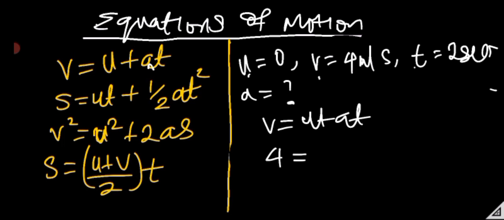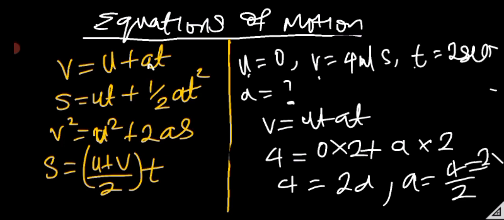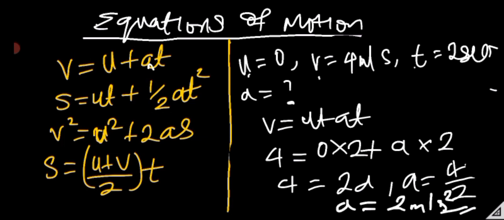So our V is 4. That is 4 is equal to U, which is 0, times T, which is 2, plus A, the unknown, times T, which is 2. So 0 times 2 is 0, so there's nothing there. 4 will be equal to 2 times A, that is 2A. Solving the formula, A will be equal to 4 over 2. Are we getting it now? 4 over 2 is equal to 2 meters per second squared. That's equal to A. Very easy.